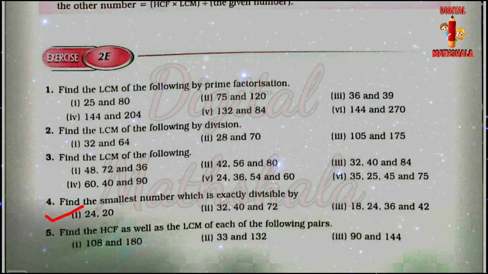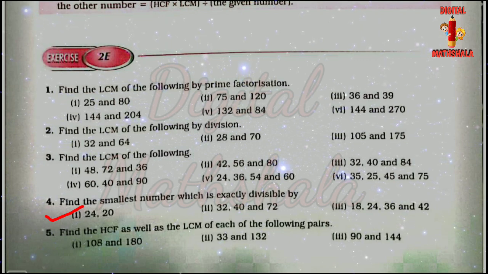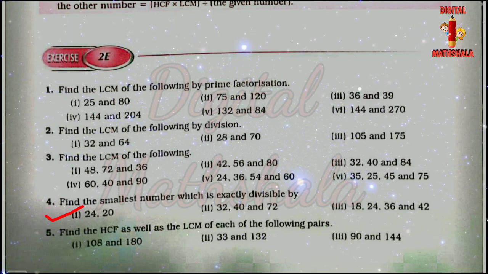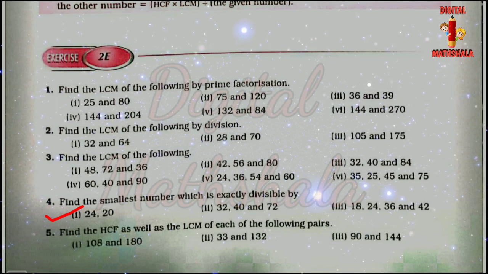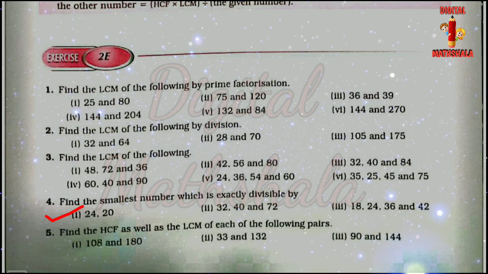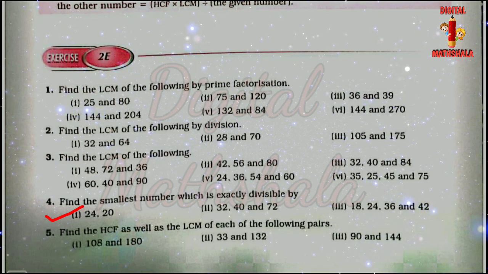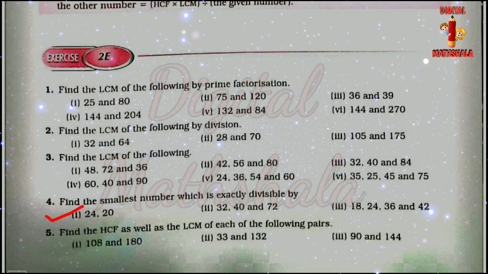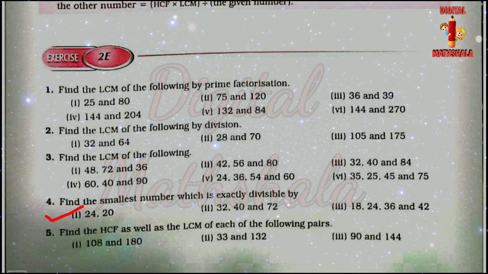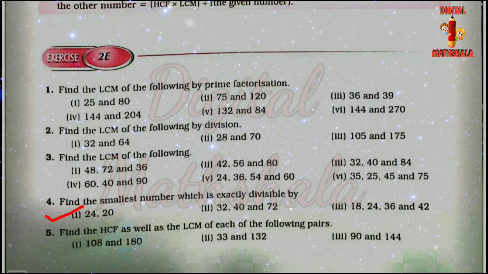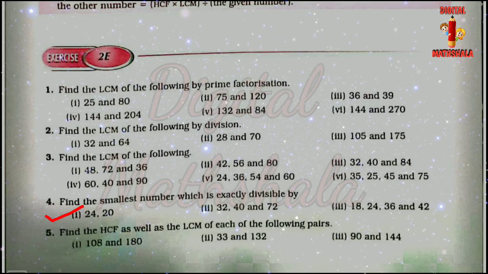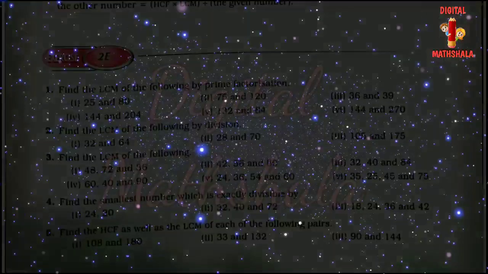Find the smallest number which is exactly divisible by 24 and 20. This is the first option. 24 and 20. Two numbers are given and we have to find out the smallest number. So whenever smallest number is written in the question, we always find out the LCM of those two numbers. If biggest number is asking or highest number is asking, then we always find out HCF of the given numbers. So let us start this question.